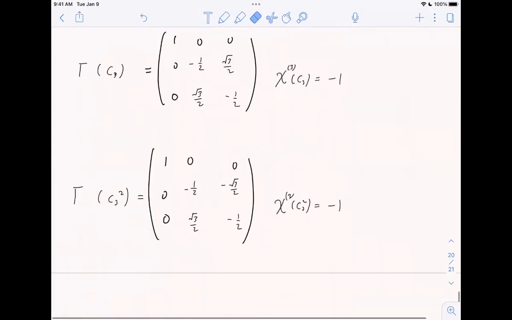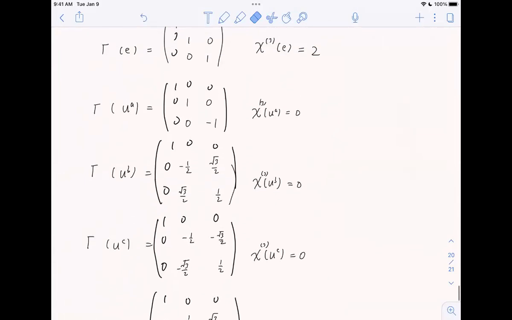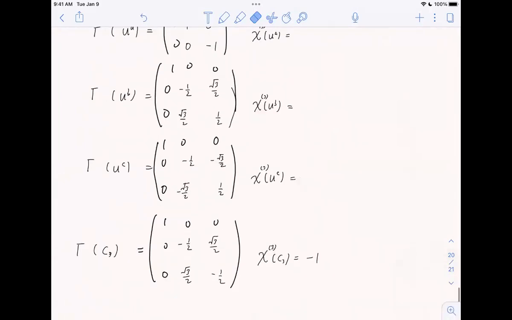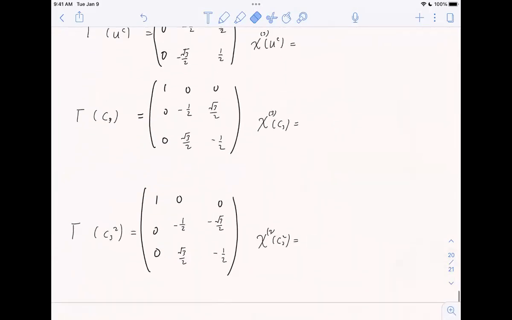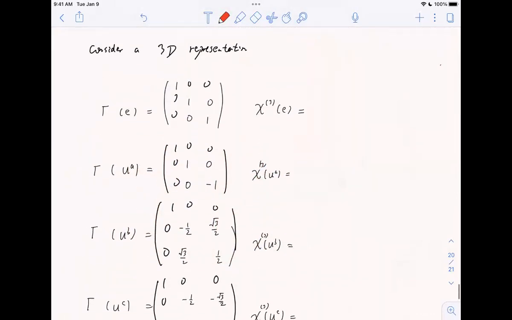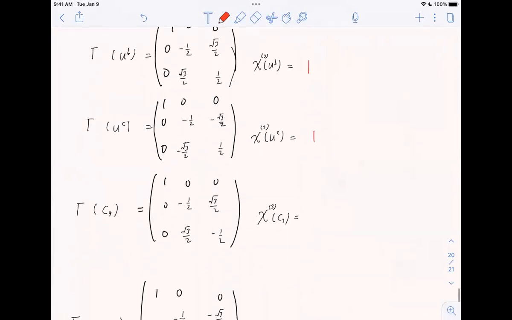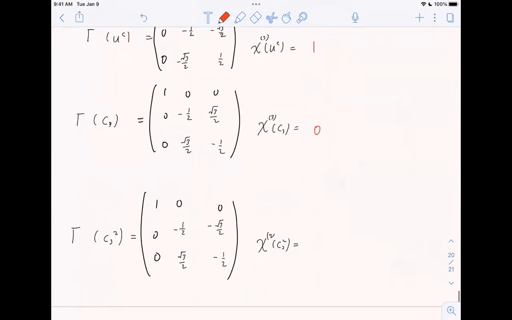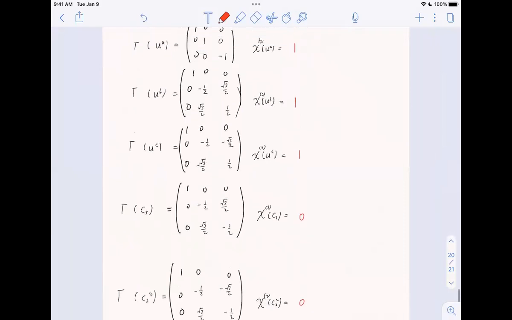Okay, so these are all the matrices of the representation. You can easily tell that the characters already change. What is the character? The character here will be, this is 3. This will be 1, 1, 1. And this is 0. This is 0. Okay, so this is the character.